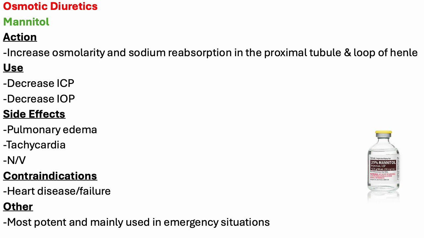Next is the osmotic diuretics, and we have mannitol. The action of mannitol is to increase osmolarity and sodium reabsorption in the proximal tubule and the loop of Henle. This is a very potent drug, and it's mainly used in emergency situations, so you're really going to use this for decreasing intracranial pressure, which could also be cerebral edema, and decreasing intraocular pressure, such as glaucoma.